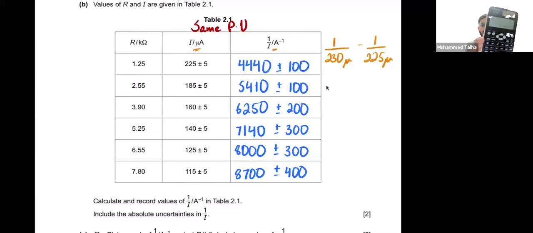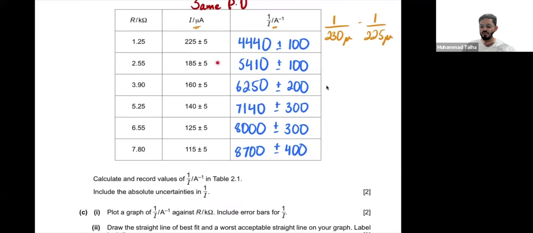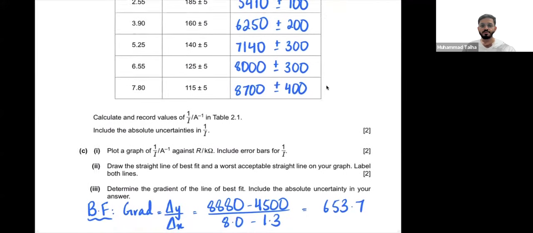If you look here, the camera won't let you see, but this is 96.6. Again, it's 100 to 1 SF. So that's how you keep filling up these values, 5 over 185 times this, 5 over 160 times this, and this is how you get all of these absolute uncertainty values.